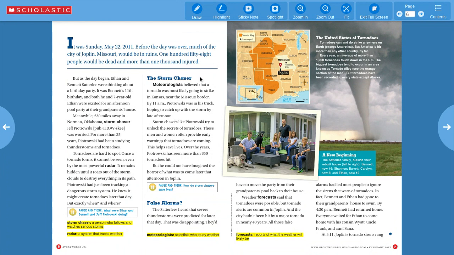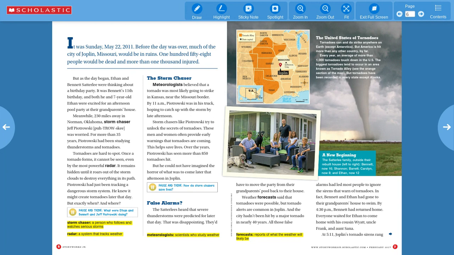The storm chaser. Meteorologists believed that a tornado was most likely going to strike in Kansas, near the Missouri border. By 11 a.m., Petrowski was in his truck, hoping to catch up with the storm by late afternoon. Storm chasers like Petrowski try to unlock the secrets of tornadoes. These men and women often provide early warnings that tornadoes are coming. This helps save lives. Over the years, Petrowski had seen more than 850 tornadoes hit, but he could not have imagined the horror of what was to come later that afternoon in Joplin.